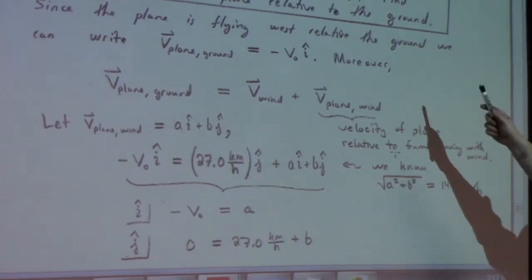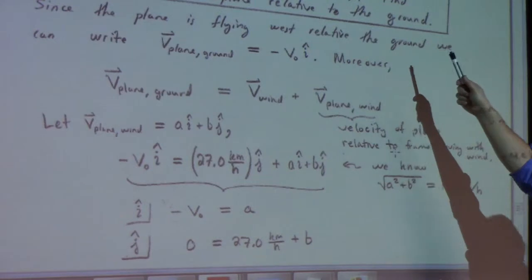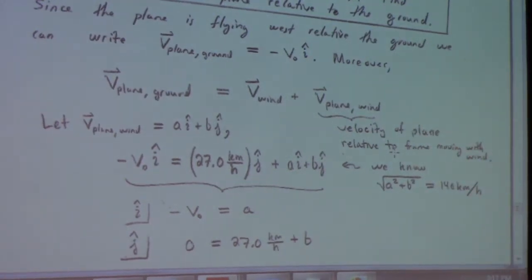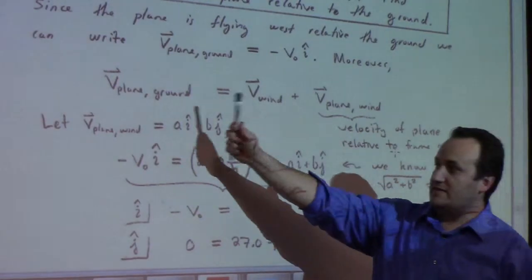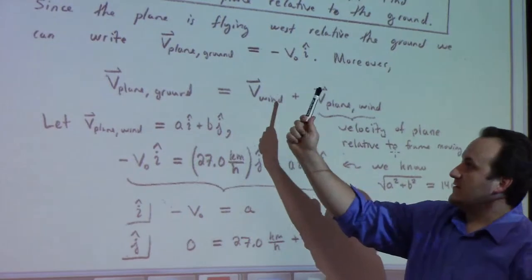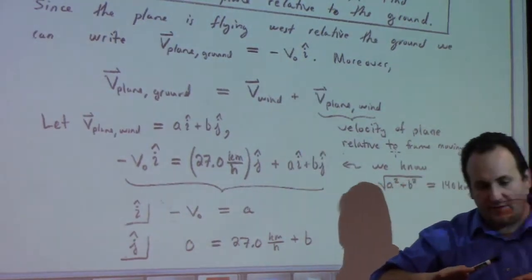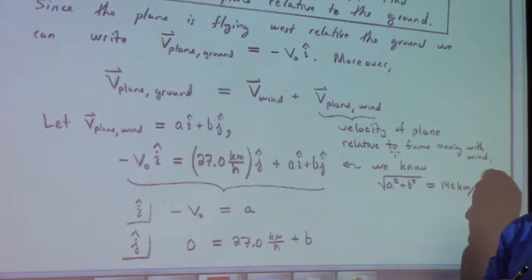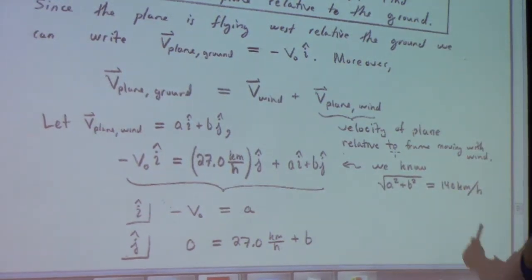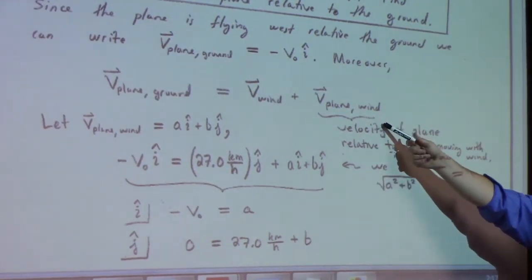Anyway, so if there's a north wind of 27 kilometers per hour, find the velocity of the airplane relative to the ground. All right, so define my terms. Velocity of the plane relative to the ground is equal to the velocity of the wind, which is the moving frame of reference on which the plane is going. All right? And the velocity of the plane relative to the wind, that's given by the airspeed. Okay.